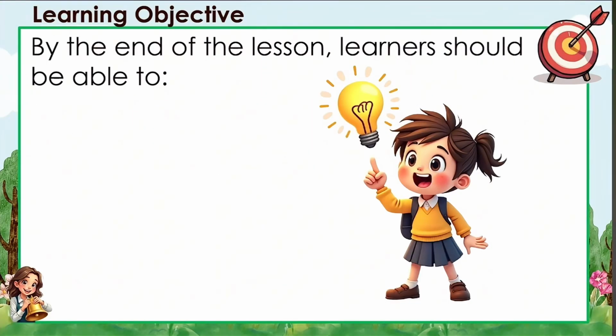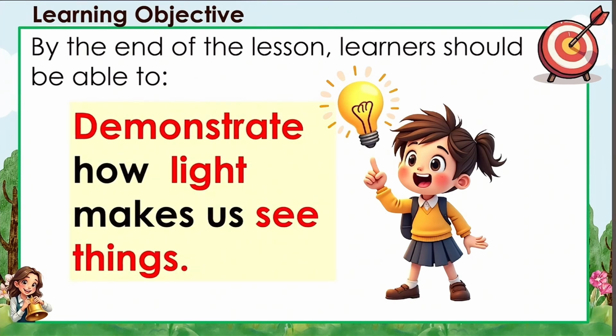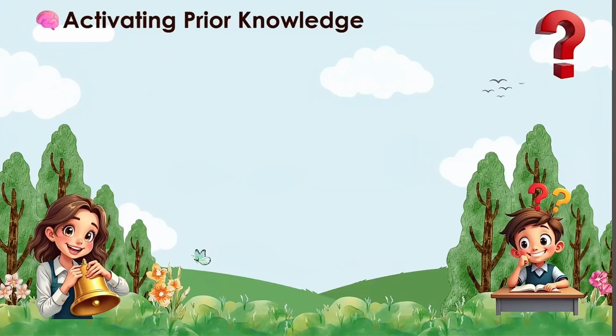Learning objective. By the end of the lesson, learners should be able to demonstrate how light makes us see things.